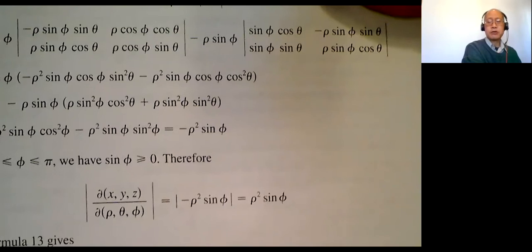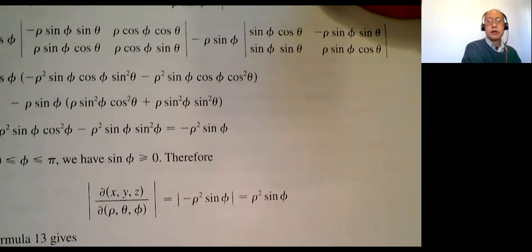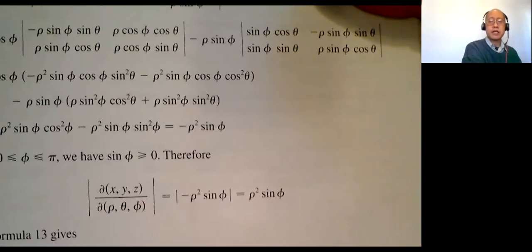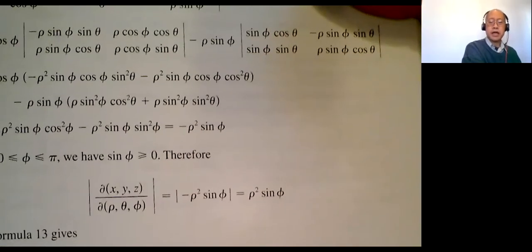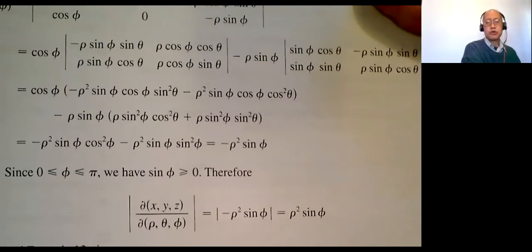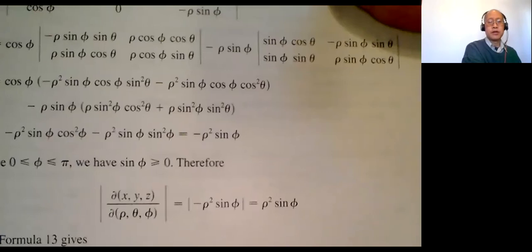So that's why in spherical coordinates, you have to change dz, dy, dx to rho squared sine phi, that multiplication factor, times d rho, d theta, d phi, because the Jacobian came out to be negative rho squared sine phi, whose absolute value is rho squared sine phi.